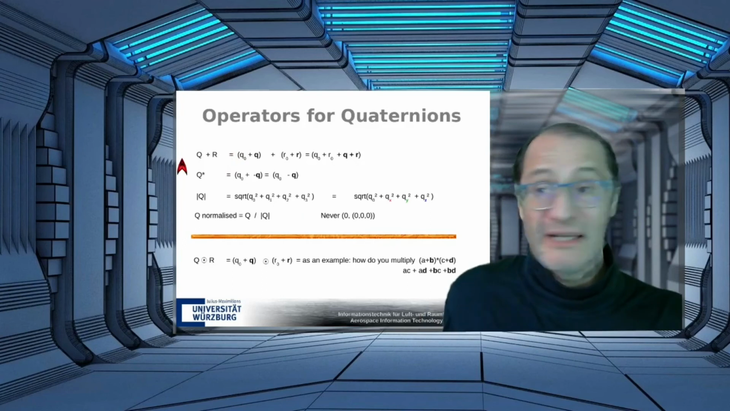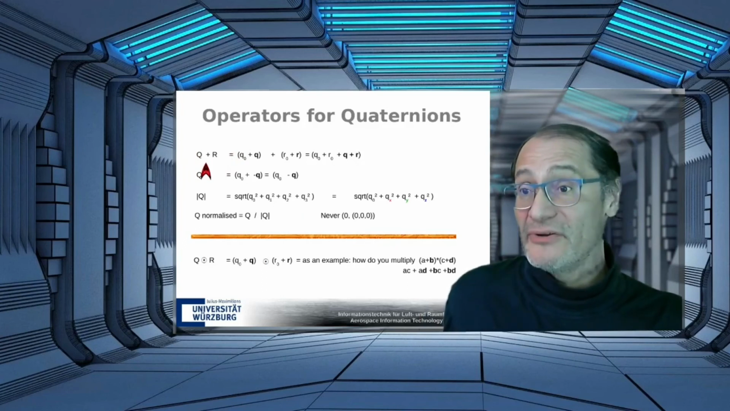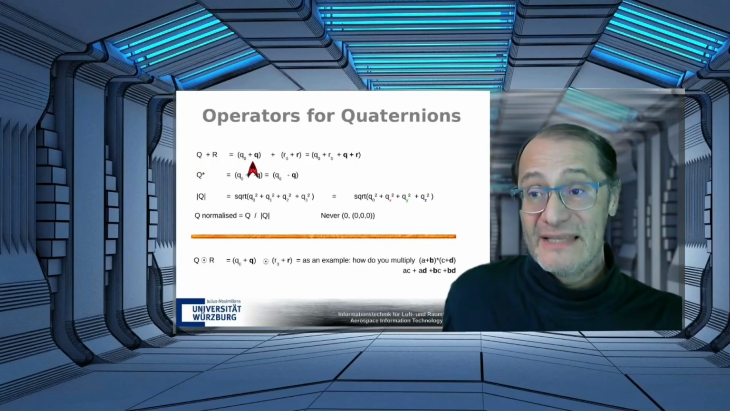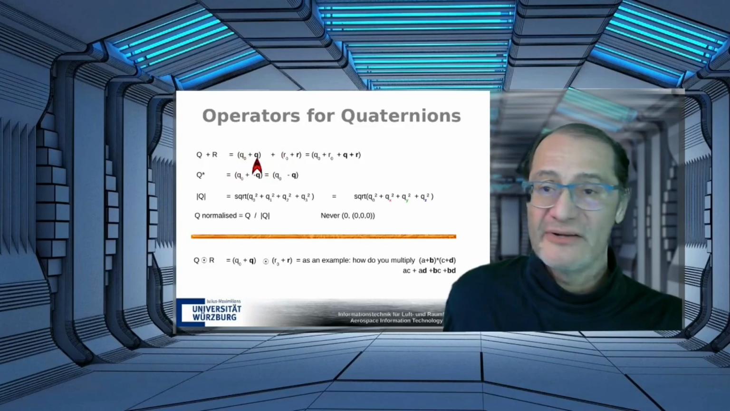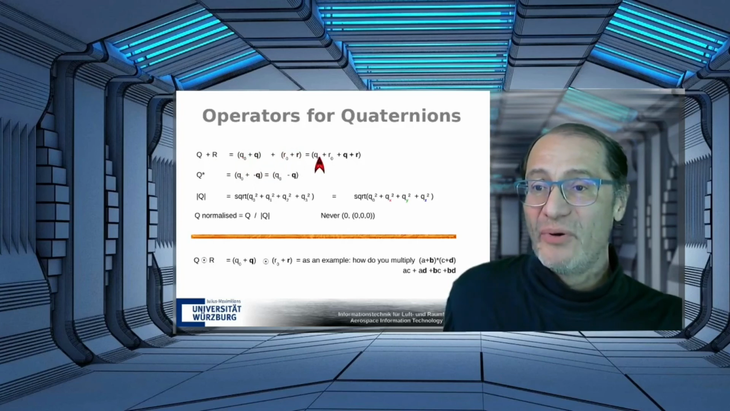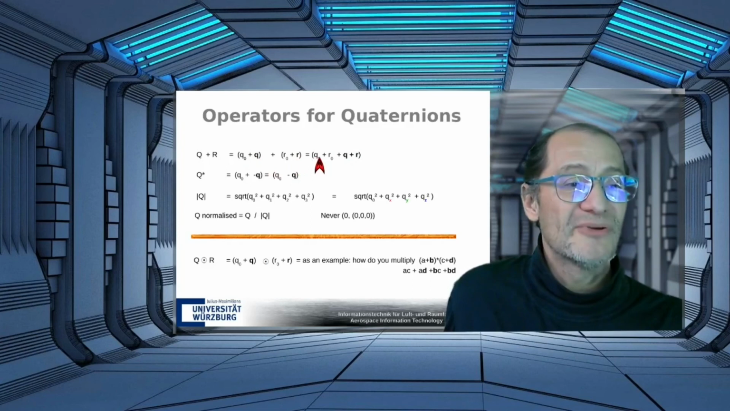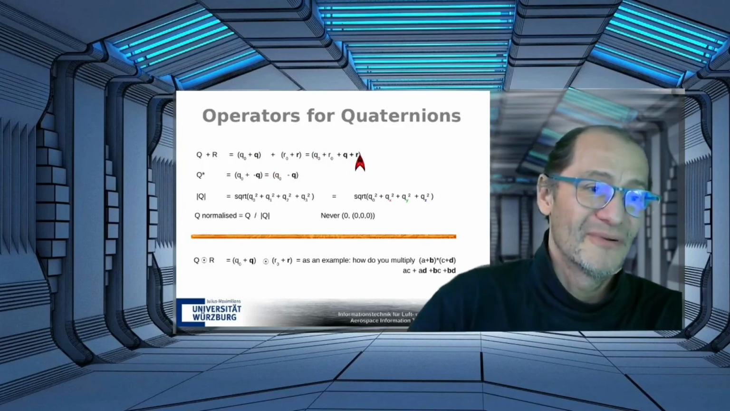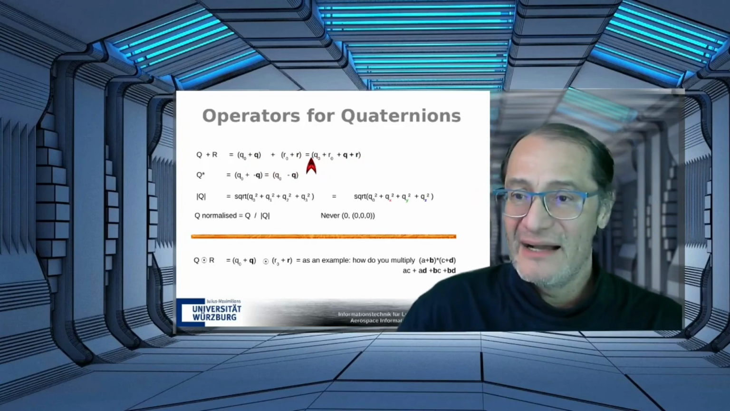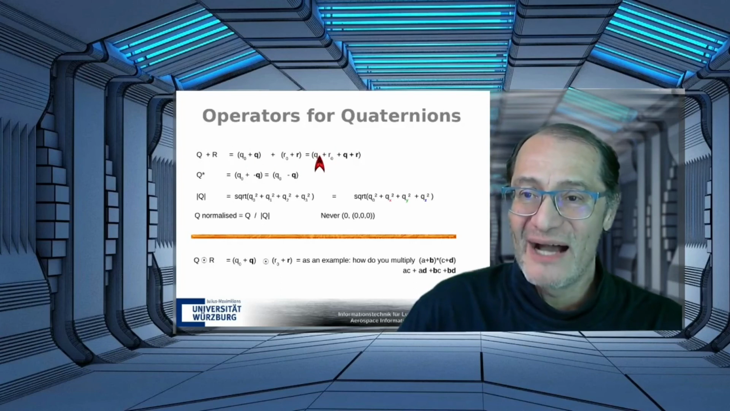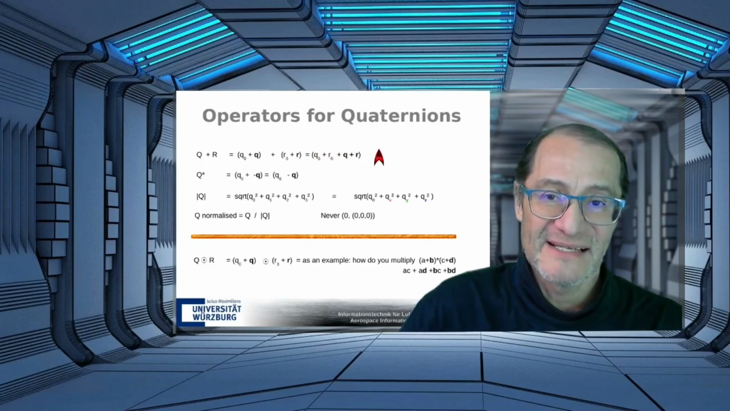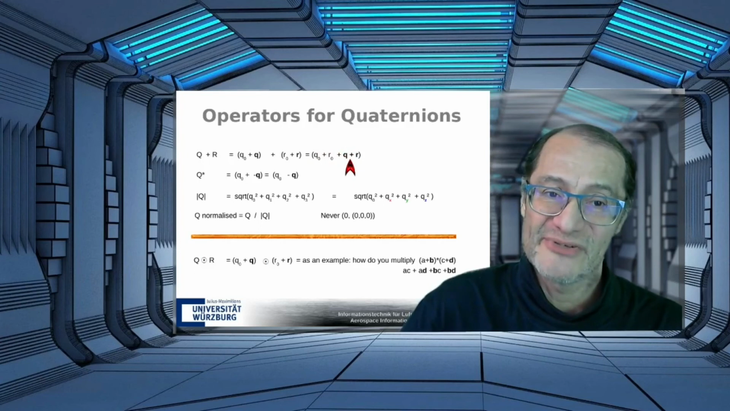The sum of quaternions, the quaternion Q plus the quaternion R, is just this quaternion plus this quaternion. Do you remember the definition of quaternion? I can just add both scalars, and I can just add both vectors. So it will be the sum of both scalars plus the sum of both vectors. And do not try to add this plus this, because this is a scalar and this is a vector. You cannot merge them together.